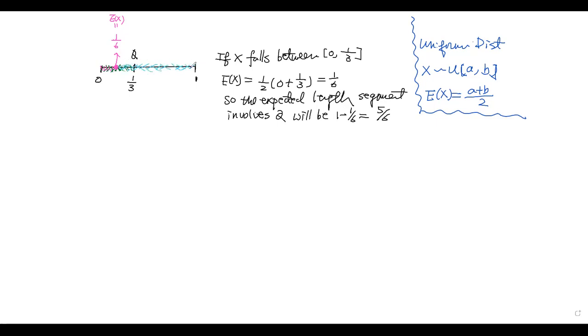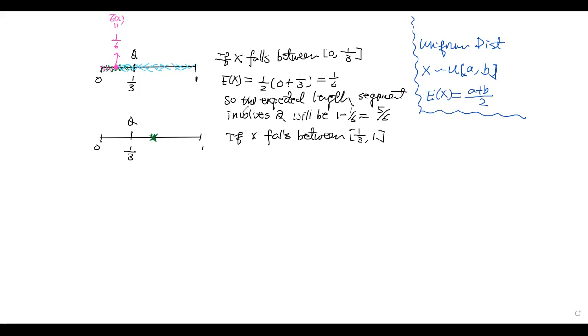Okay, so now let's take a look at the second situation. Let's still use this example. This is 0, 1, and my Q is at 1/3. How about if my x randomly falls in this segment here? So if x falls between 1/3 and 1.